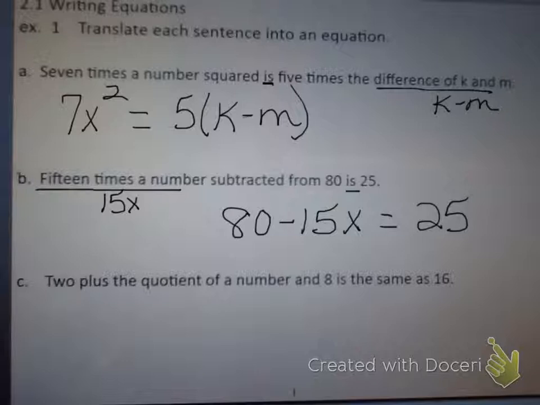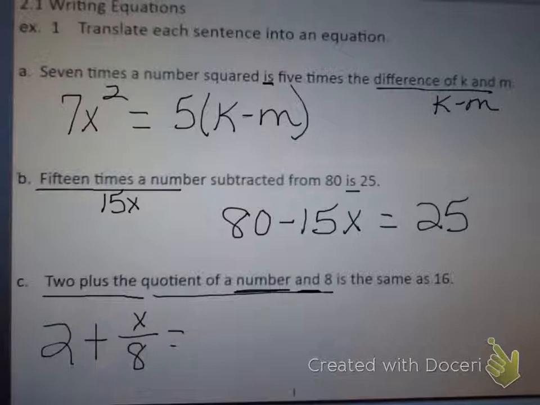Example C, 2 plus the quotient of a number and 8 is the same as 16. 2 plus the quotient. Well, quotient of a number and 8, quotient means to divide. So that's x over 8. What you read first goes in the numerator. What you read after the and goes in the denominator. And I have to add 2 plus that. Is the same as means equals 16.